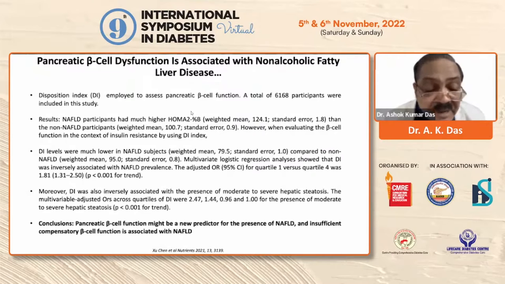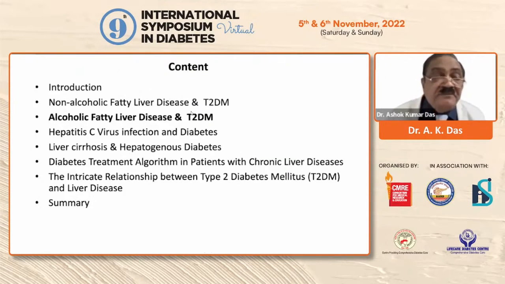Therefore, pancreatic beta cell function will be a new predictor for the presence of NAFLD. If you address beta cell function, you can predict whether the patient is going to develop NAFLD or not. And insufficient compensatory beta cell function is associated with NAFLD.